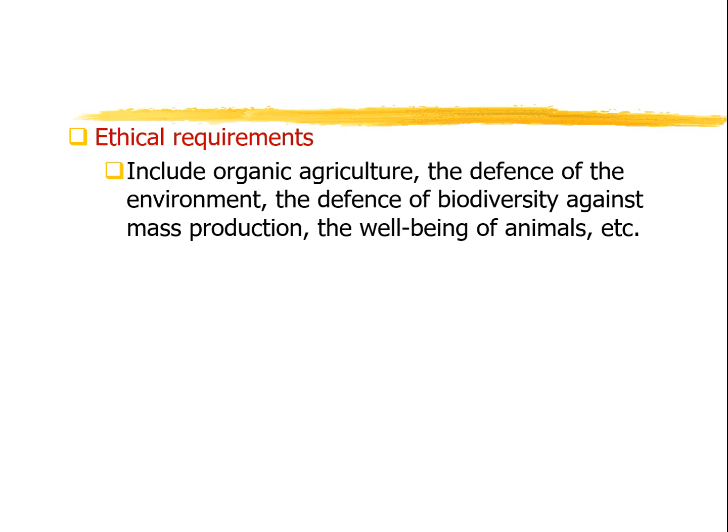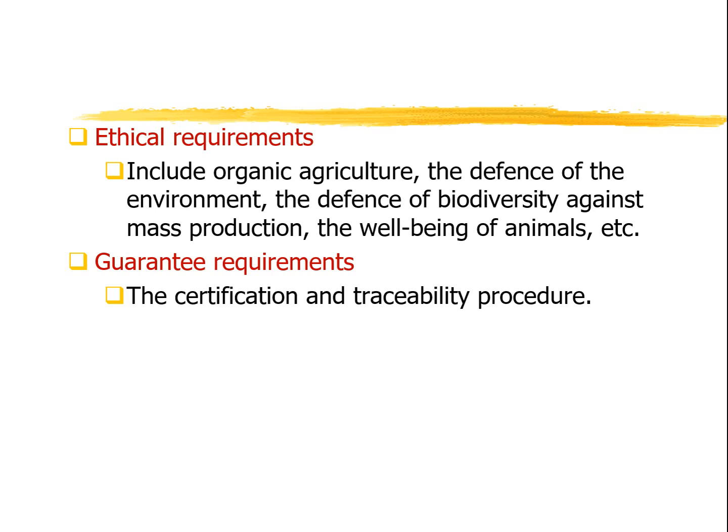Ethical requirements, this also includes organic agriculture or other important means which are needed for biodiversity, mass production or well-being of animals. Guarantee requirement is just like after sale service or traceability procedures. For example, if a food product is in bad condition before its expiry, then the consumer or the retail people can return that product to the producers. So this is the requirement which consumers like in a product.